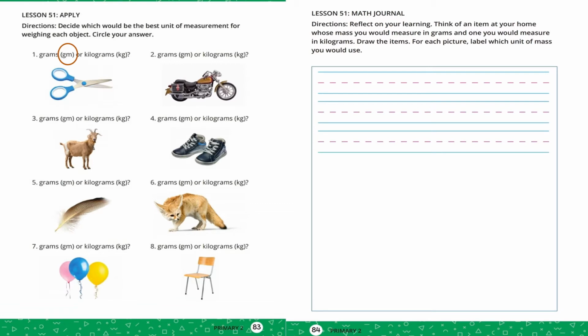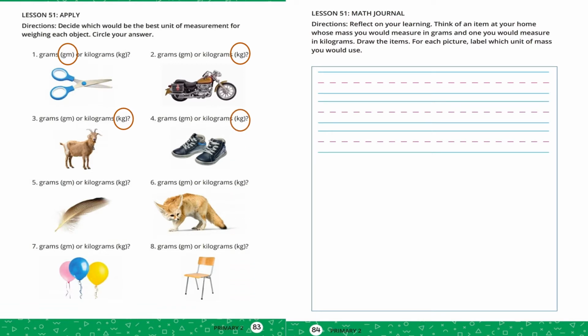Number 2, is motorbike heavy or light? Motorbike is heavy, so we make a circle around kilogram. Number 3, goat. Is goat heavy or light? Goat is heavy, so we make a circle around kilogram. Number 4, are shoes heavy or light? Shoes are heavy, so we make a circle around kilogram.